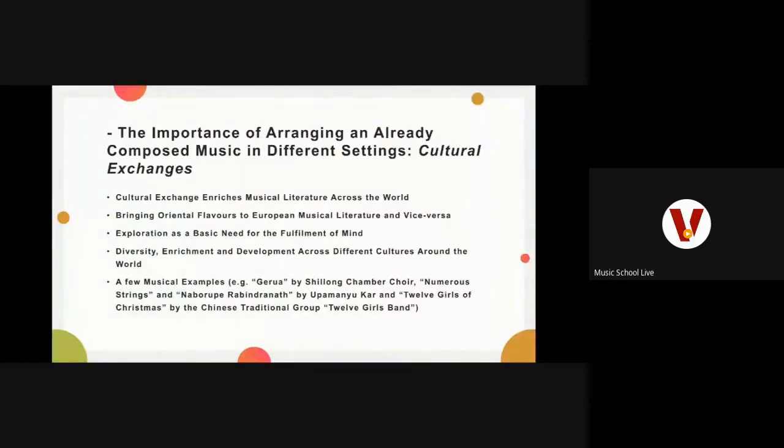The next example is "12 Girls of Christmas," an album by the Chinese traditional group 12 Girls Band. You can go on YouTube and see. There's a Chinese traditional group named 12 Girls Band. They use all Chinese traditional instruments. Let me tell you that all Oriental cultures, be it India or China or Japan or even Africa, they have their own primitive musical culture from a very historic period of time. They have their own instruments, own instrumental settings, own styles of music.